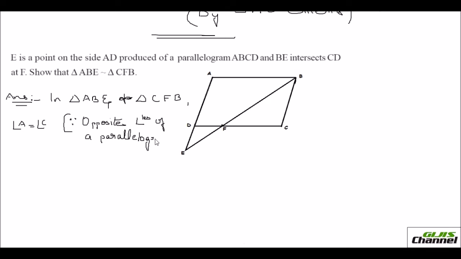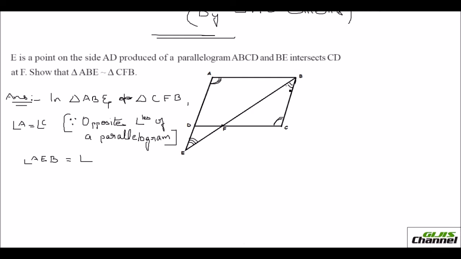See, I repeat one thing. When you state something which is not mentioned in the question, you will have to support your statement with a valid reason. So we know that angle A and angle C are equal because they are the opposite angles of a parallelogram. We have angle AEB. So I meant this one, this angle. I just marked that with 3 lines. This angle is congruent to angle this one, right?